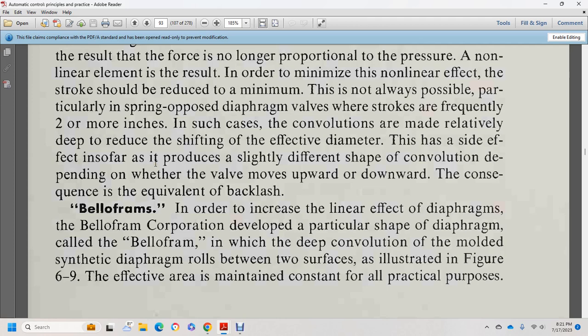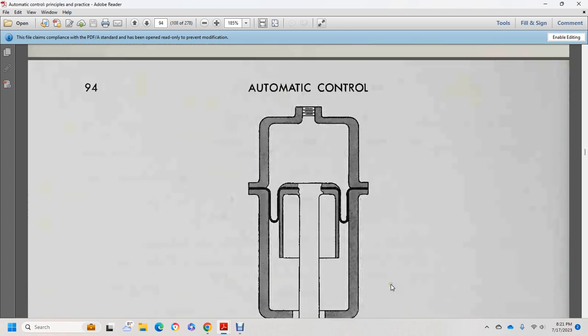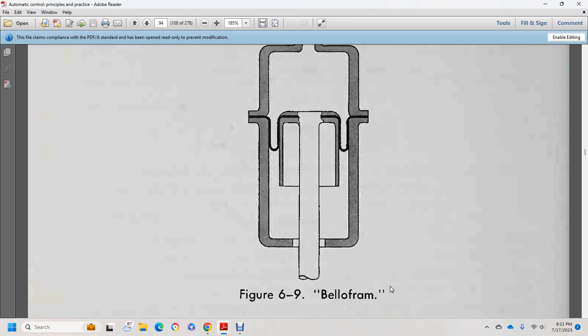In order to increase the linear effect of the diaphragm, the Bellofram Corporation developed a particular shape of the diaphragm called the Bellofram, in which the deep convulsion of the model is a synthetic diaphragm that rolls between the two surfaces, illustrated in figure 5.6.9. Effective areas remain constant for all practical purposes, and this shows the automatic controller in a Bellofram.